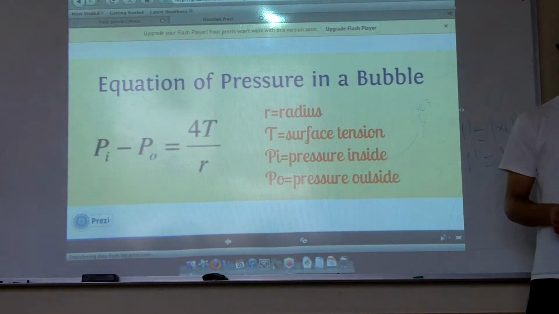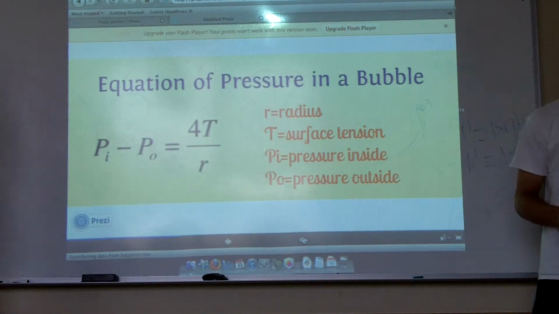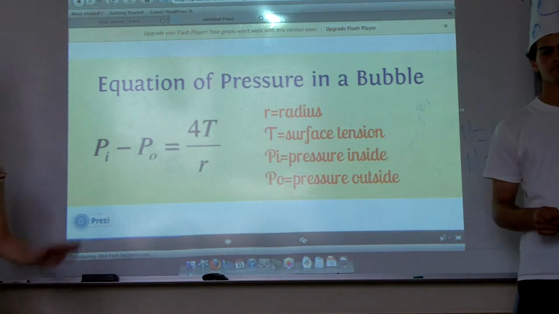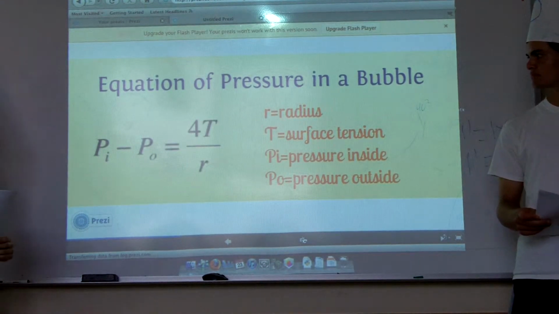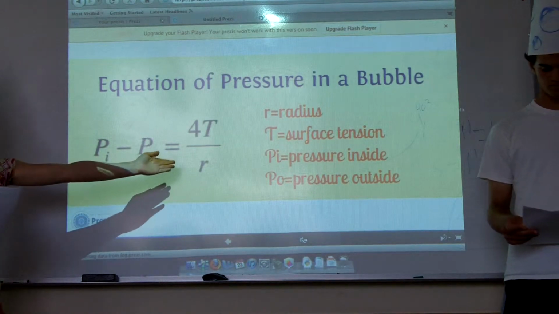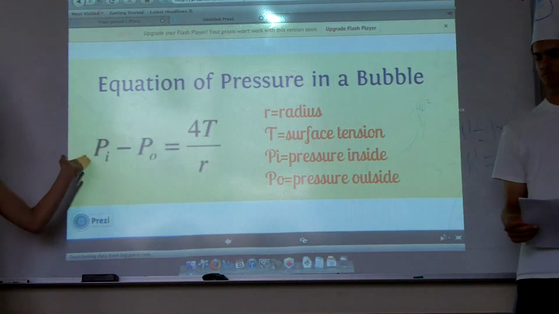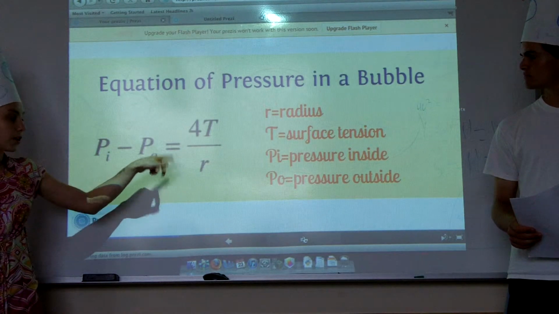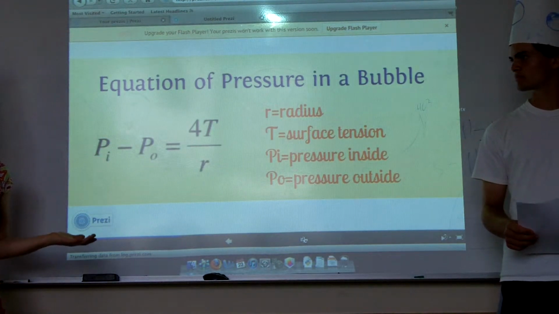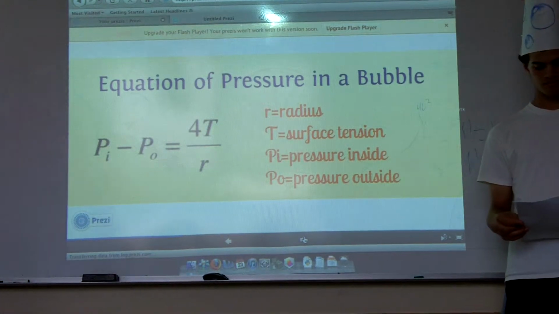So there isn't that much math involved. It's more conceptual and physical and chemical. But this is the equation we found to find the pressure of the bubble. Pretty much, R is the radius, T is the surface tension, and this is the change in the pressure. And this pretty much indicates that the smaller the bubble, the greater the pressure. So that's pretty much the takeaway message.